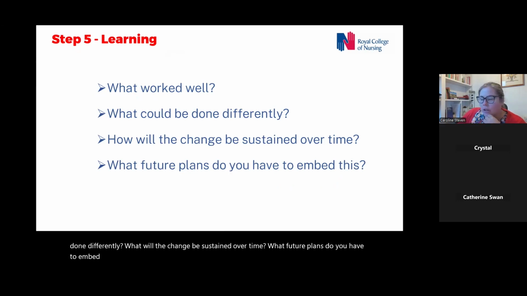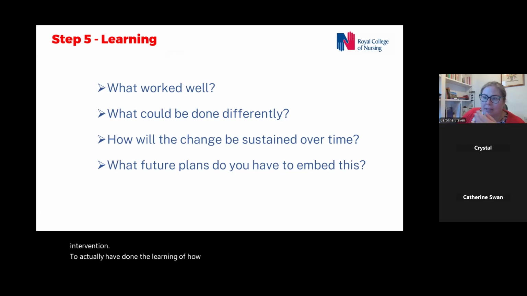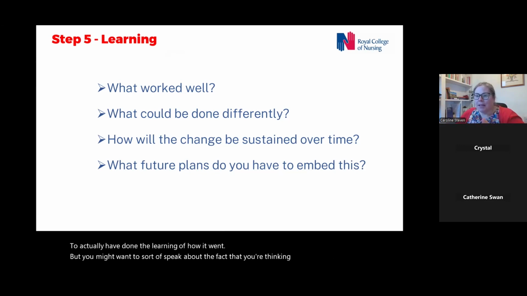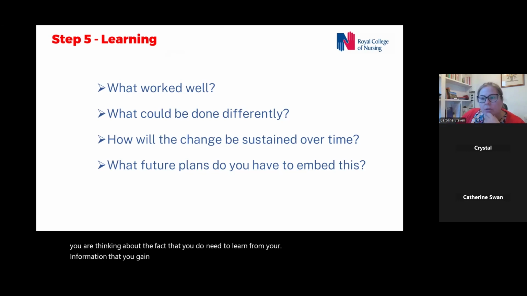Now, for those of you that are doing your service improvement plan for your academic credits, you might not get to the point of having actually done any kind of intervention to have done the learning of how it went, but you might want to speak about the fact that you are thinking about what worked well and how that would influence things over time, and that you do need to learn from the information that you gain by undertaking the intervention.